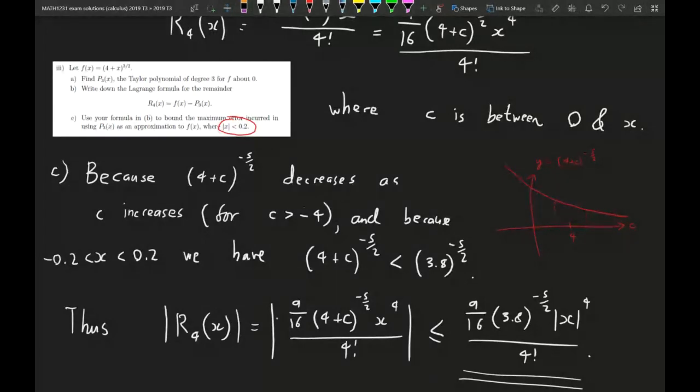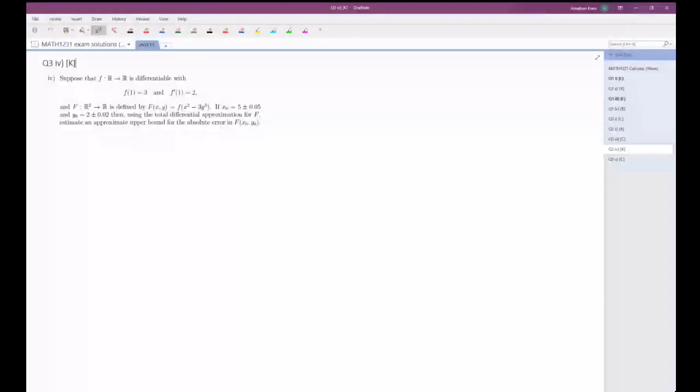Maybe I'll move on to that, shall I? Yep, sure. Okay, so the next question is about bounding an error for a function. Here we're not using a Taylor polynomial of a certain degree, and we've got a function of 2 variables.